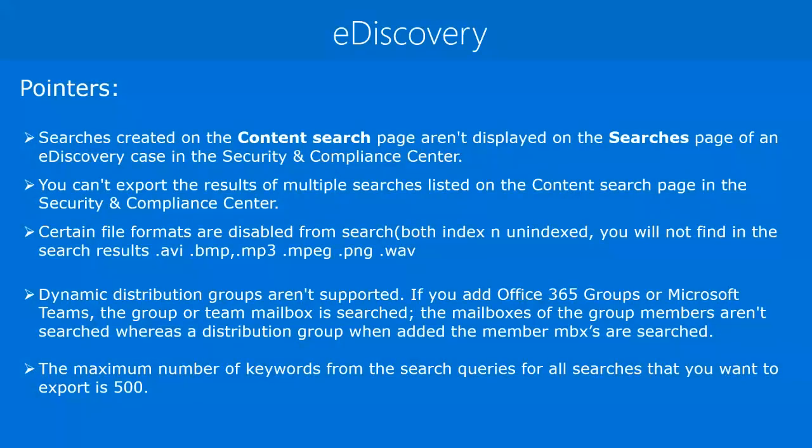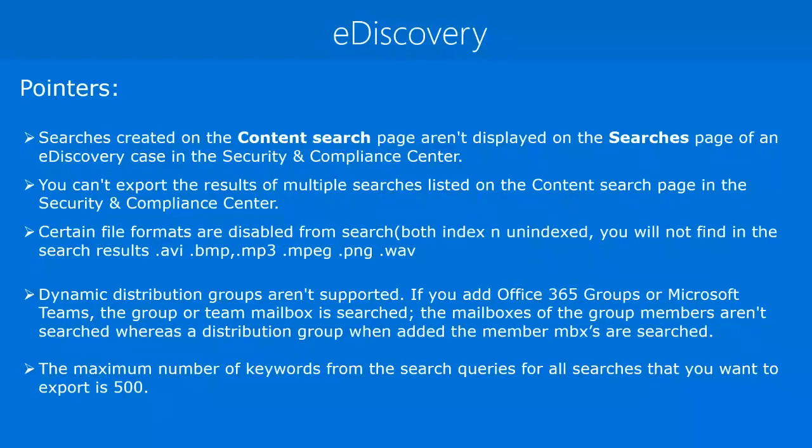All right, now let's get to some pointers. Searches created on the content search page aren't displayed on the search pages of an eDiscovery case in Security and Compliance Center. So if you are creating any content search there, it wouldn't be displayed in the search page. You can't export the results of multiple searches listed on the content search page in Security and Compliance Center. So you cannot download multiple searches at the same time.